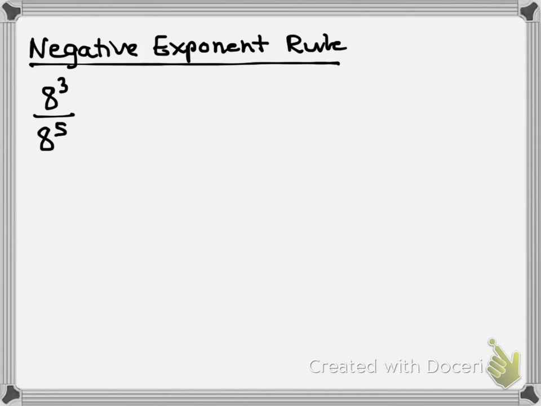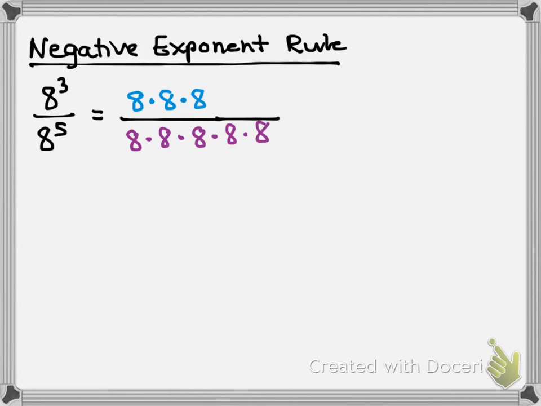Okay, so what I want to do is to first explore this through multiplication. So what does 8 cubed mean? Well, it just means 8 times 8 times 8. And then what does 8 to the 5th power mean? Well, it's just 8 times 8 times 8 times 8 times 8. And we're going to do the same thing that we've done every time in a quotient: do we have like terms top and bottom? Can we cancel them out? So if we notice here, we've got 8 divided by 8, and we know that equals 1. That gives me 8 divided by 8, we know that equals 1. We have another 8 divided by 8, and that equals 1.